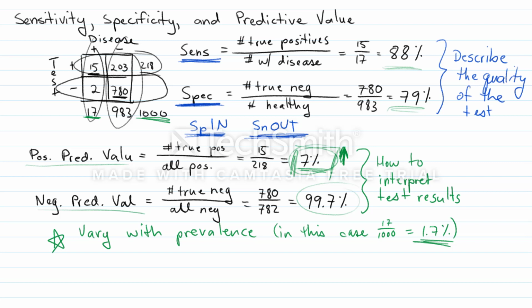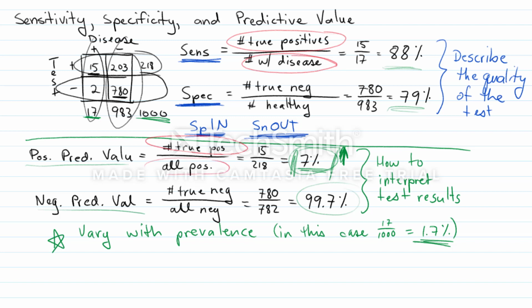And so I want to compare and contrast these a little bit. Sensitivity and positive predictive value both have the number of true positives on the top. But in sensitivity, we're comparing it to the number of people who actually have the disease. In positive predictive value, we're comparing it to the number of all positive tests. And likewise with specificity, again, we have true negatives on the top, as well as true negatives on the top for negative predictive value. But for specificity, we're comparing it to the number of healthy people. For negative predictive value, we're comparing it to all the negative test results.